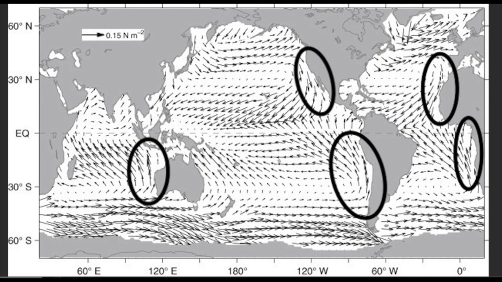But here to the north, you have wind moving to the south, and then Ekman transport to the right. The California area is similar, with wind moving to the south and Ekman transport to the right. So basically, all of these are major upwelling systems in the world.